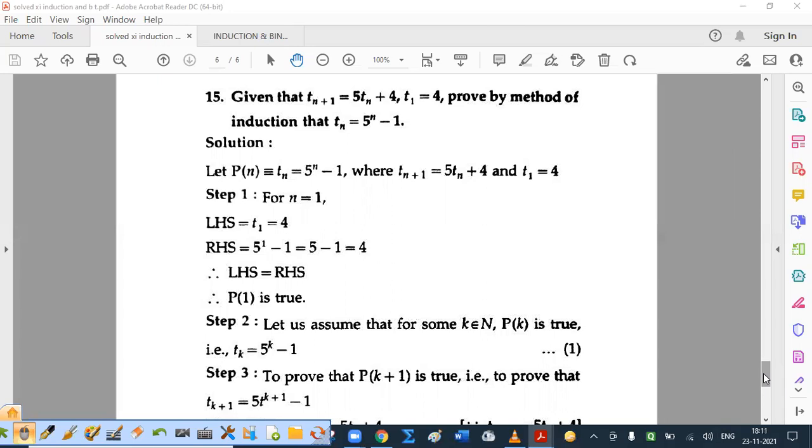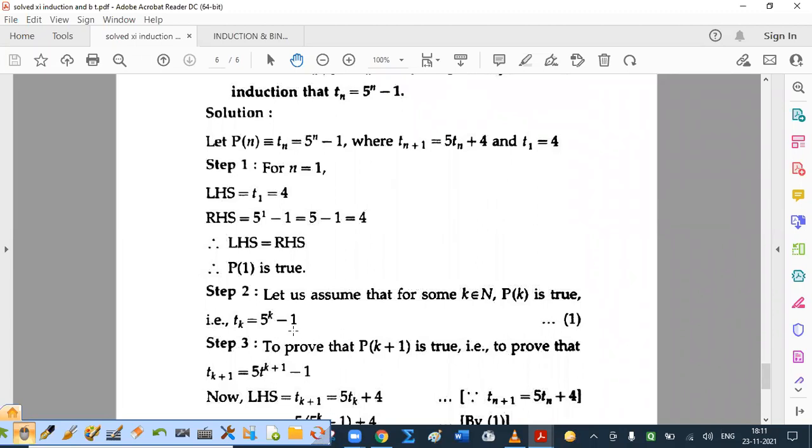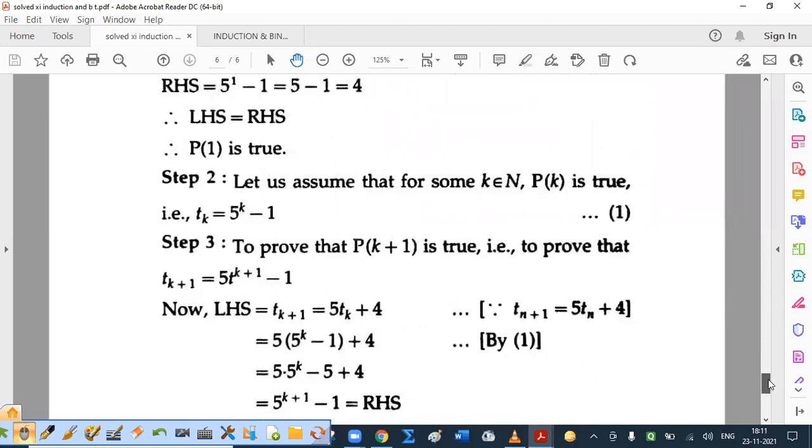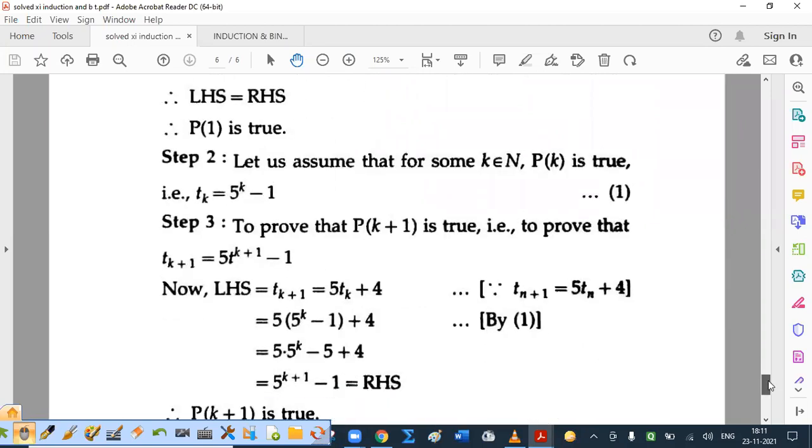Now in the second step, we assume that for some k belonging to set of natural numbers, P of k is true. Means what? Tk is nothing but 5 raised to k minus 1. Suppose this is result number 1. Now in the step 3, we prove that P of k plus 1 is true. That is to prove that Tk plus 1 equal to 5 raised to k plus 1 minus 1.